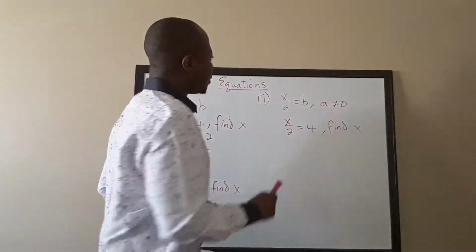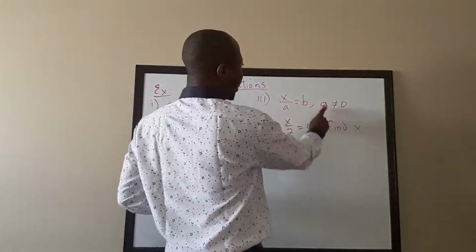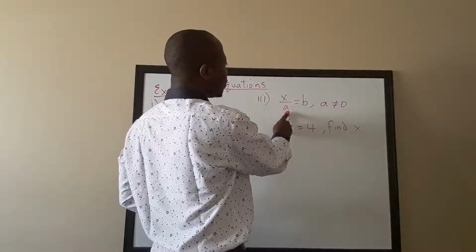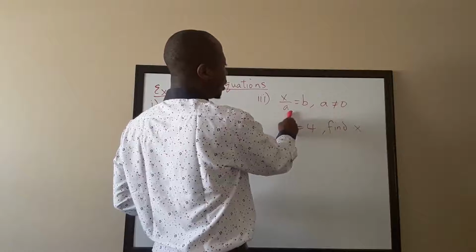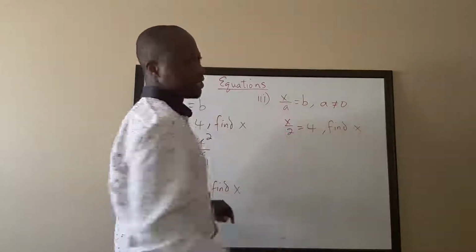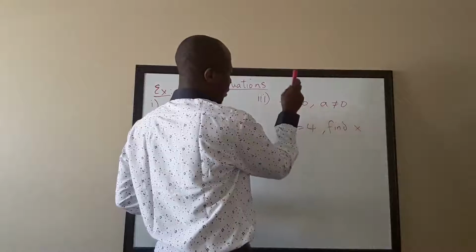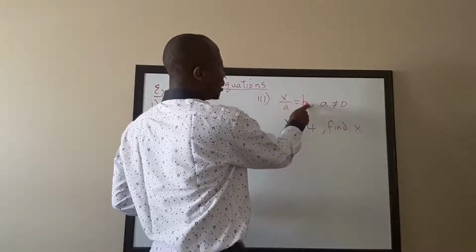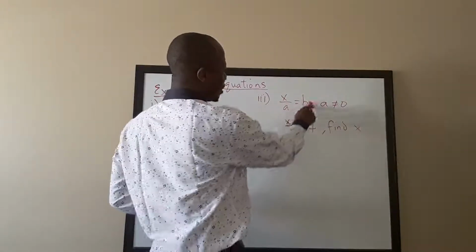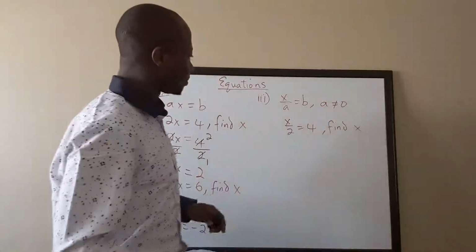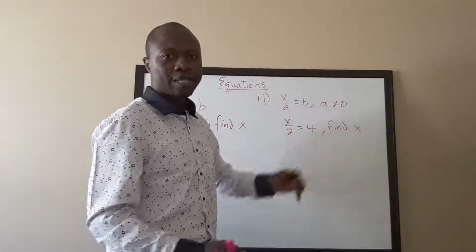So we're moving on to this form here. A can't equal 0 because whenever you have a fraction, the denominator must not equal 0. X over a equals b. A and b are your regular numbers. X is your unknown or your variable. So this is our example here.